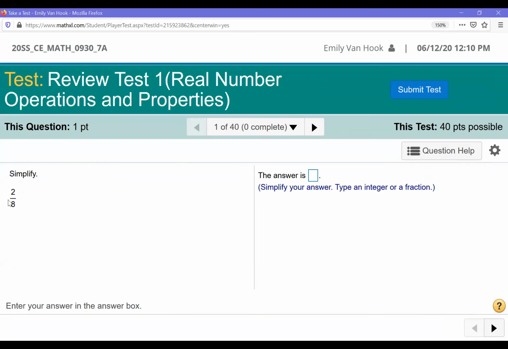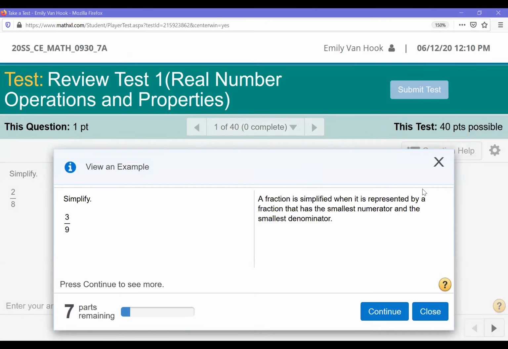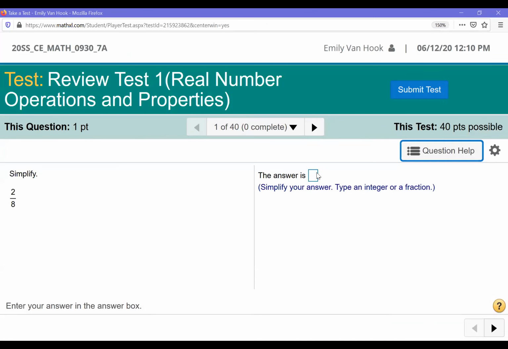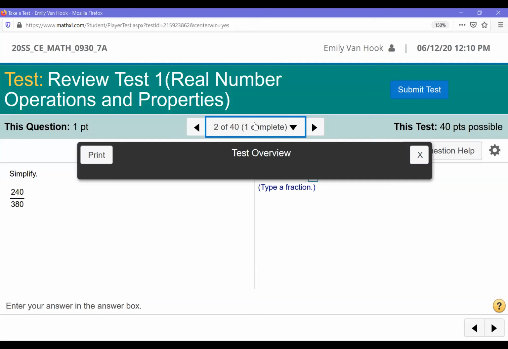The thing you can't do is you can't check your answer. So here's number 1, simplify 2/8. I can view the example to see how to simplify a fraction, but when I do simplify it, I won't be able to check my answer. I can't tell if I got it right or not until I submit the entire test. Okay, so this generally goes in order from lesson 1 through 8. And again, it's longer than an actual test would be. Okay, good.